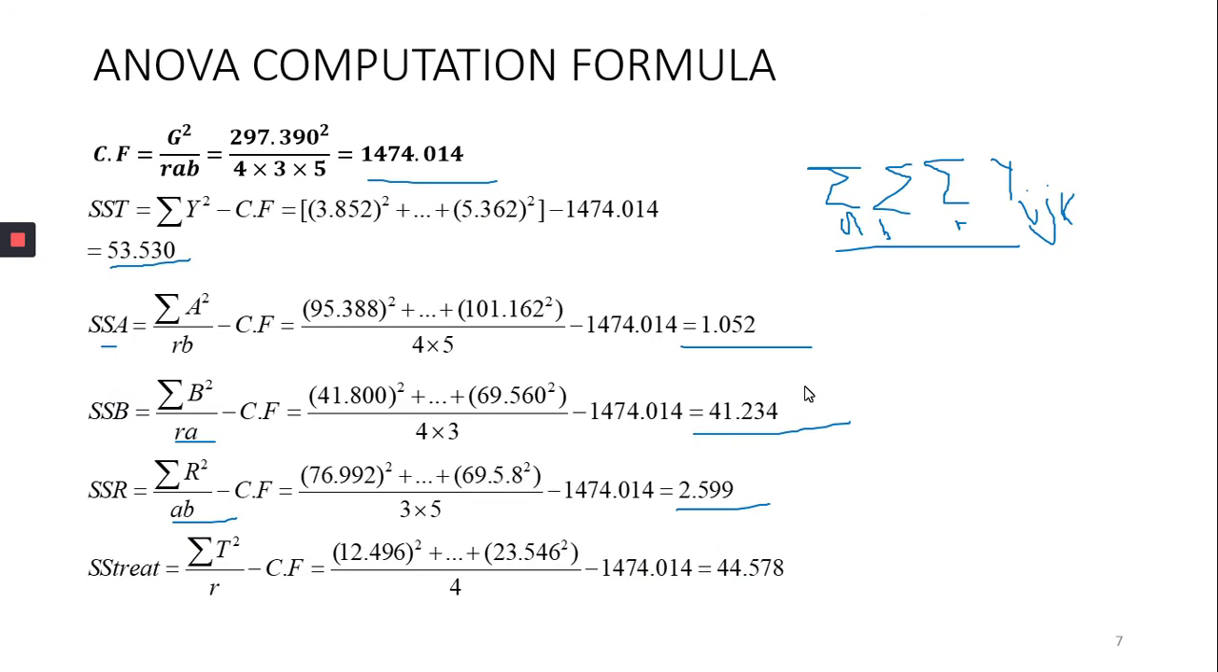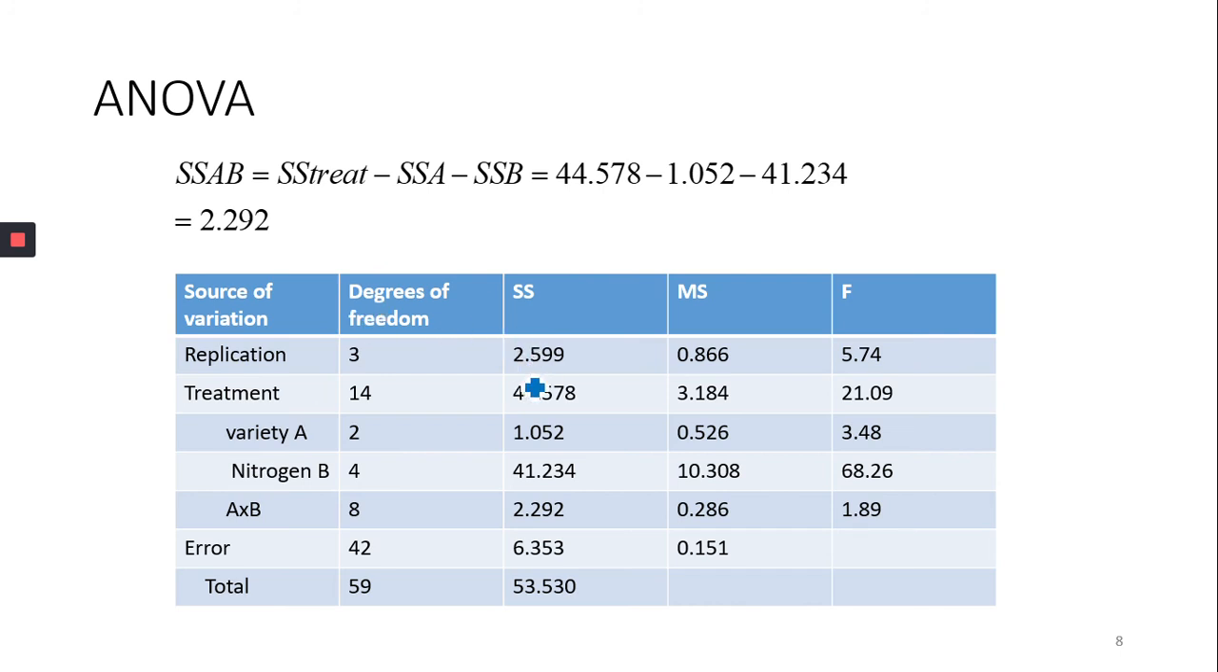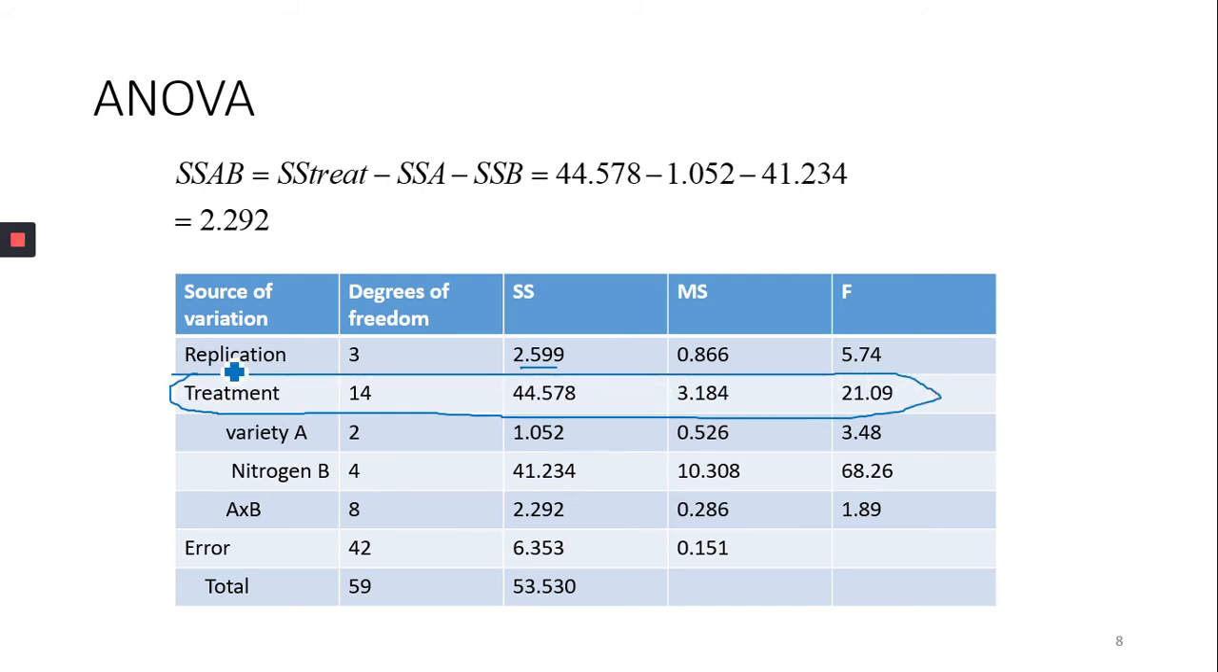Now we have all the sums of squares which are needed for us to have an ANOVA table for a 2-factor RCBD experiment. So we put that one, replication, now replaced by the sum of squares, sum of squares, sum of squares, sum of squares. We put our degrees of freedom. Like I said from the beginning, this one normally we exclude it. We don't even need to add this one, so that we have replication, variety A, nitrogen B, A by B, error, and total. Those are the only components that we need for our ANOVA.